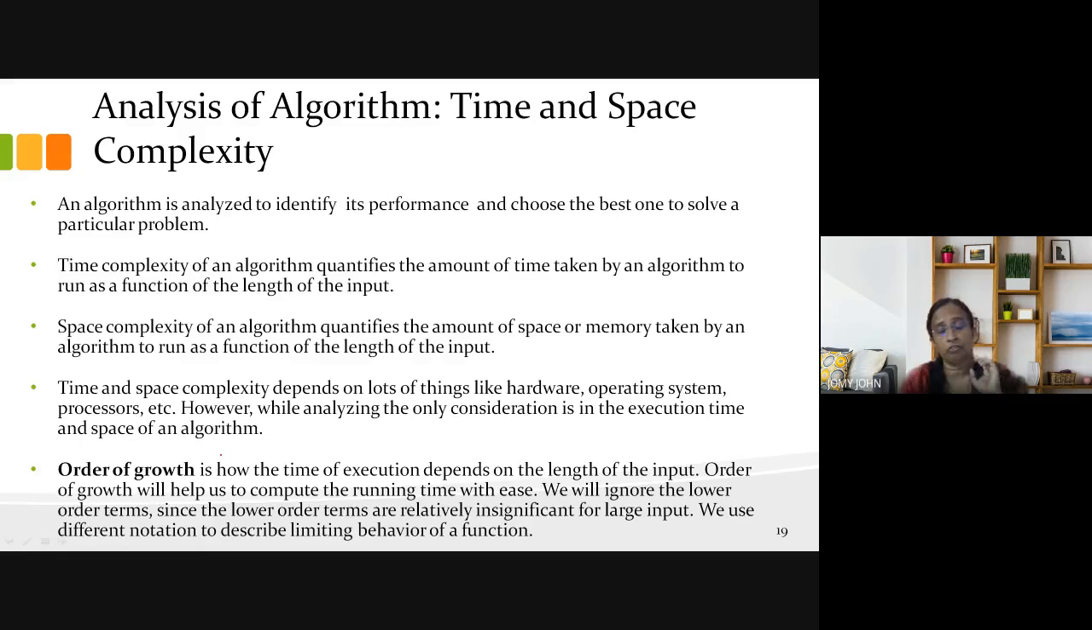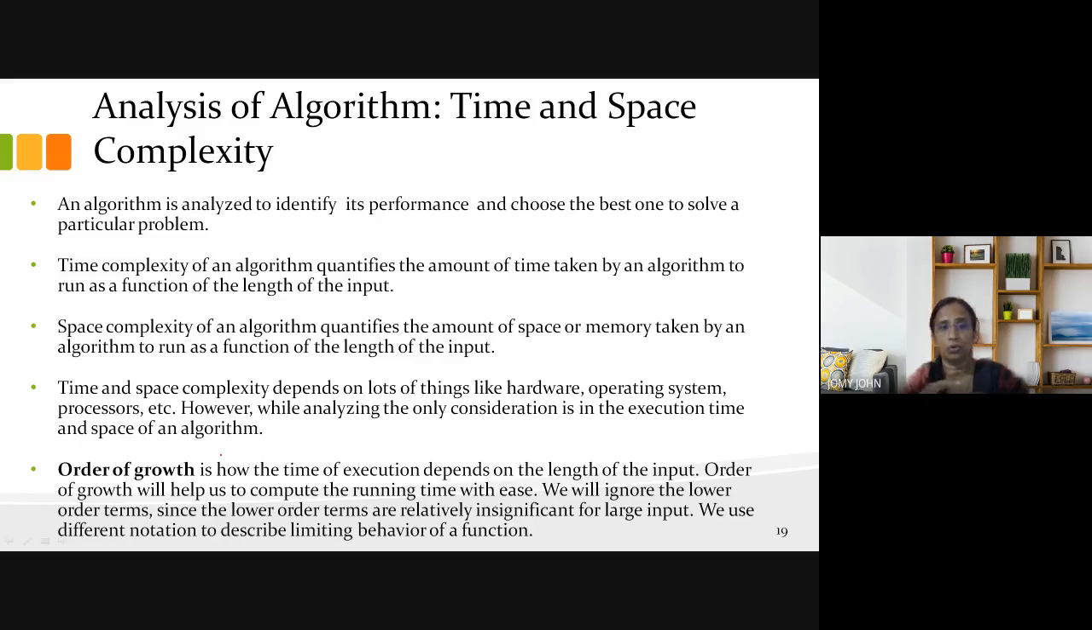But if the n is 1000, the time will be around 5 seconds. If the n is 10 lakh, the time will be around 1 or 2 minutes. So the time grows depending upon the length of the input. So when we are comparing algorithms, it should be with the same number of n.